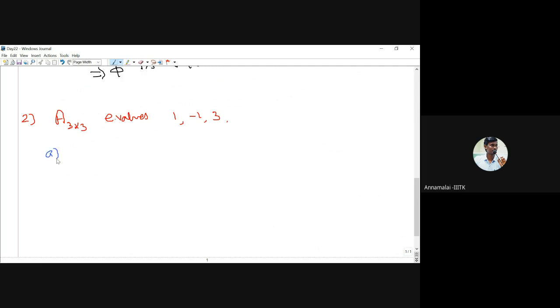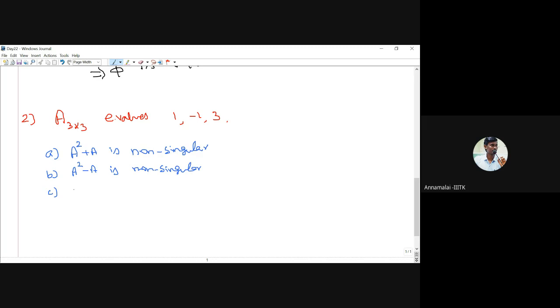First option, A squared plus A is non-singular. Non-singular means it is an invertible matrix. The second option, A squared minus A is non-singular. So we have to find the eigenvalues of A squared plus A and A squared minus A, and take the product. If it is 0, it is singular. If it is non-zero, it is non-singular.